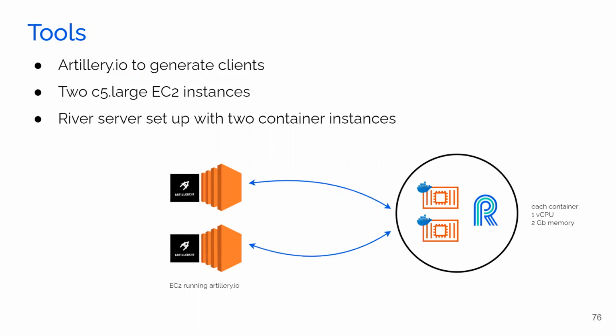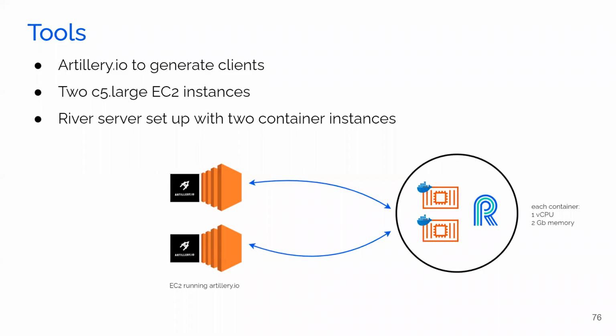To synthetically generate clients, we used the Artillery IO testing library, which gives native support to Socket.io, River's underlying WebSocket engine. We set up 2 EC2 instances to run Artillery. We used 2 instead of 1 because if we asked Artillery to generate clients too quickly, it gave us high CPU warnings, which could have led to erroneous test results. So we split the load onto two EC2 instances.